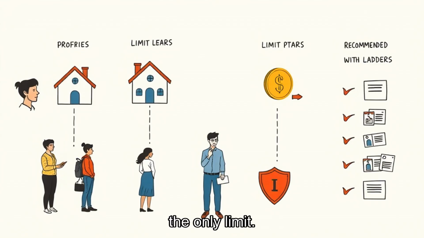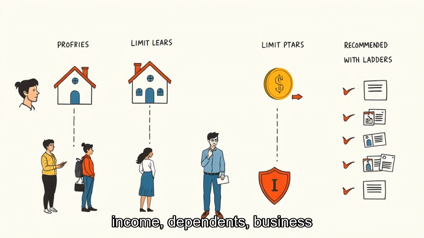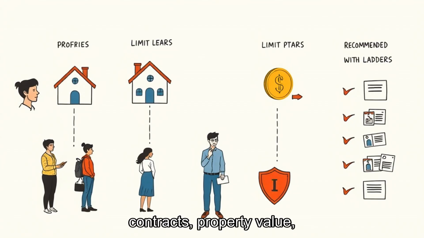The hidden lever is that assets, income, dependents, business contracts, property value, and legal environment affect how much protection is sensible. For example, a landlord with multiple tenants needs different liability thinking than a single renter. So the useful takeaway is that limit selection is personal risk design.